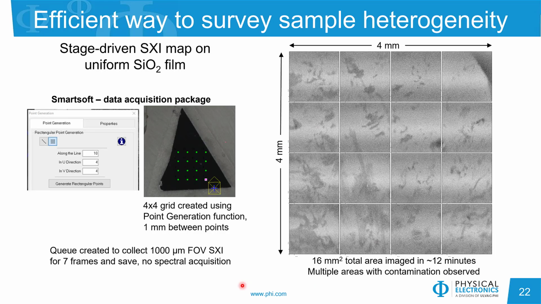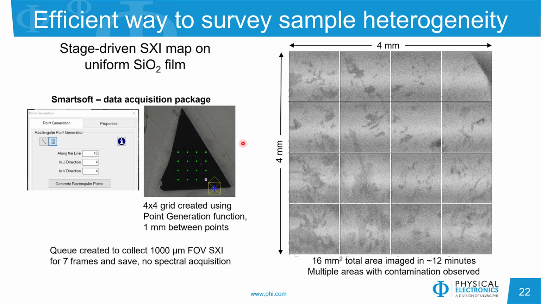Here's another very useful tool. We can use a stage-driven SXI map to really quickly survey sample heterogeneity. So here we have a sample which is just a SiO2 film. It's supposed to be a homogeneous SiO2 film. We have used SmartSoft, which is our data acquisition package, to generate rectangular points, so 4x4 points that are spaced out 1 millimeter between each other.